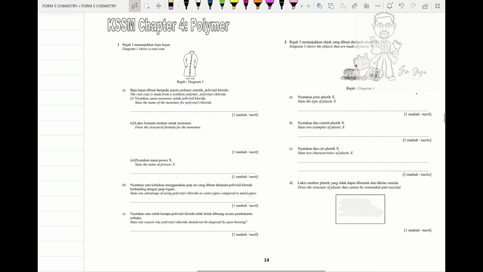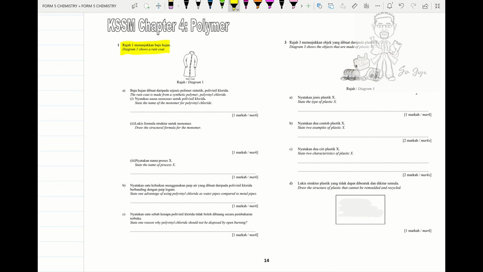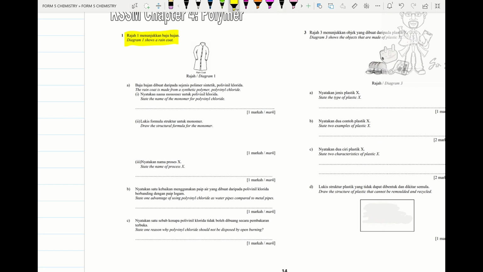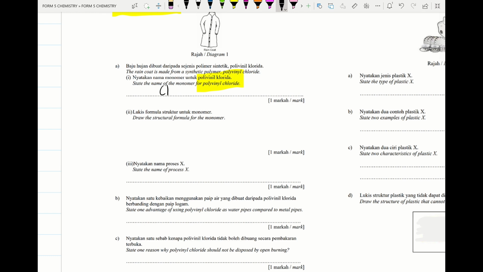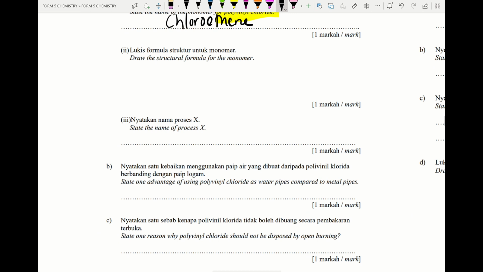We try to check this question. So diagram 1 shows the raincoat. All right, so this raincoat is made up of polyvinyl chloride. All right, the first question: state the monomer name of polyvinyl chloride. So that will be chloroethene.